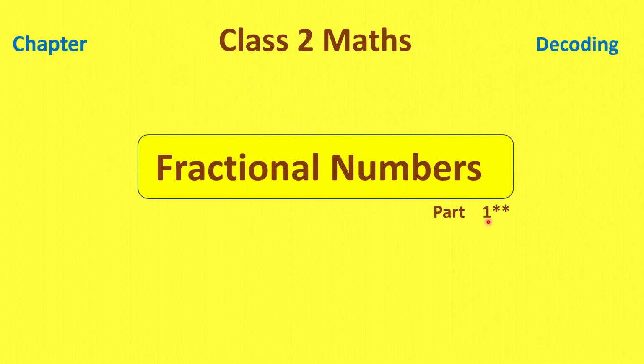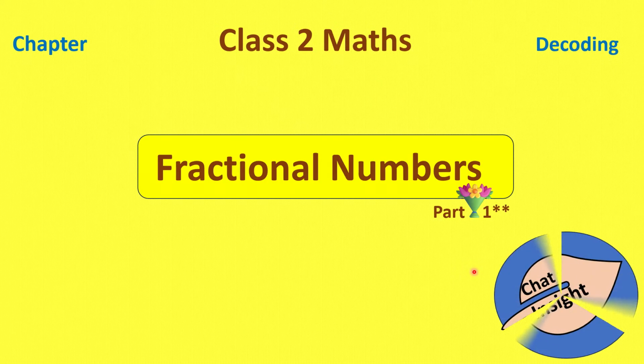It's part first, with a double asterisk. That means it's the second half of the first session. When this session is over, if you want, check out the first session on fractional numbers. The topic mentioned there is one half. Don't forget to check out the first session on fractional numbers, on the Learning Platform Chat Inside.